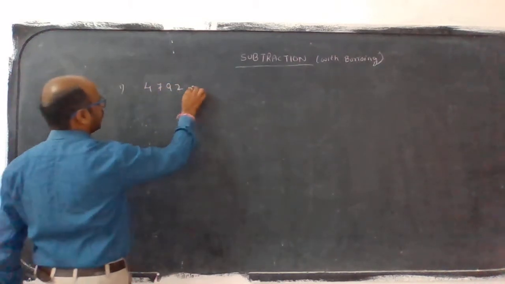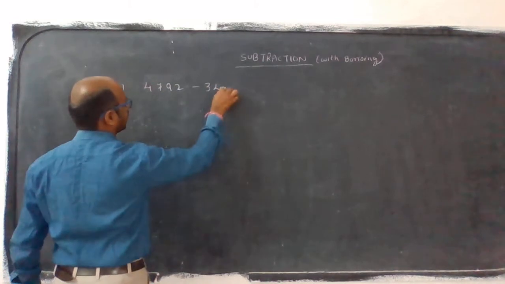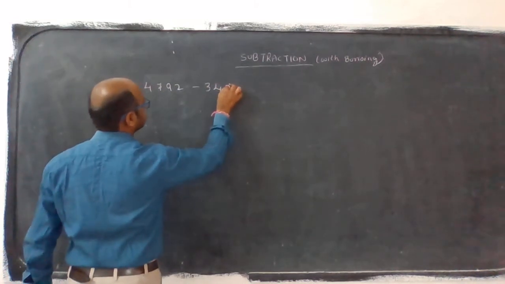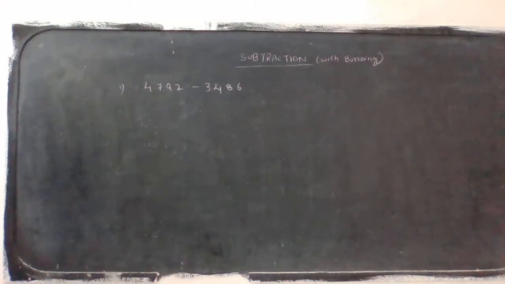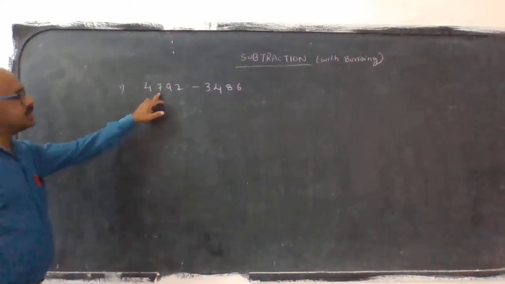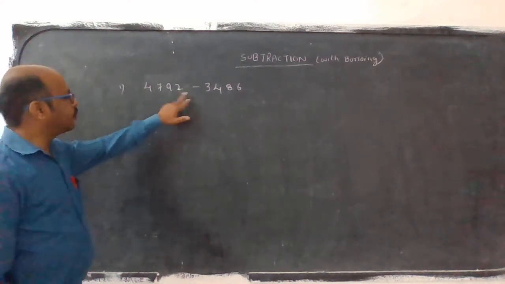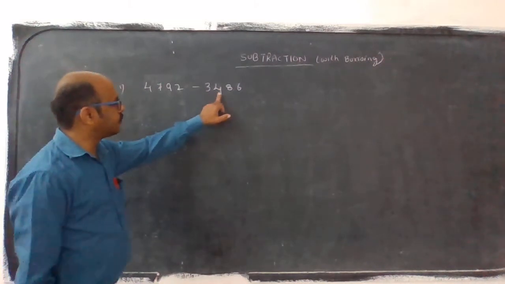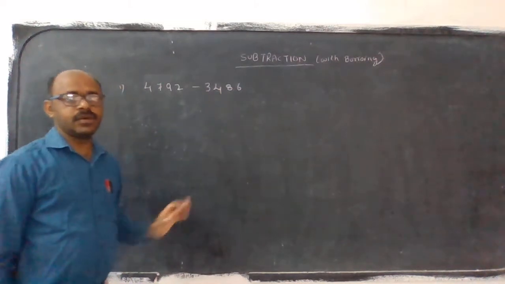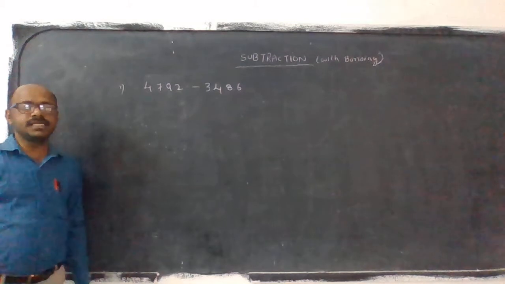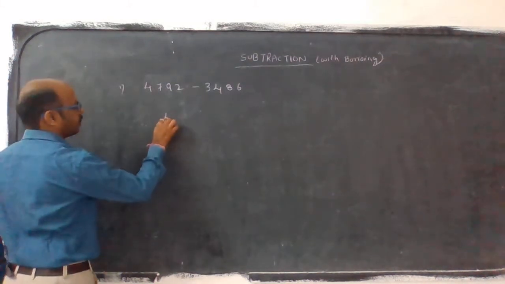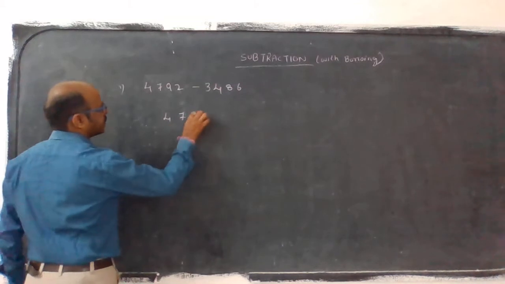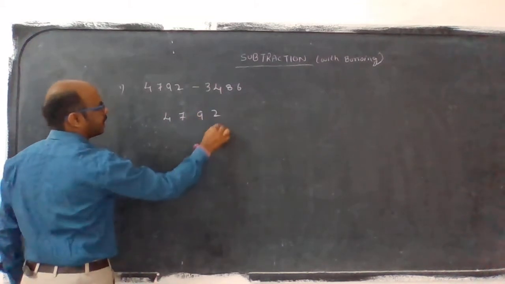4,792 minus 3,486. See, 4,792 minus 3,486. Okay, he gave 4-digit numbers. Now we are discussing 4-digit numbers. I will explain how to do the subtraction. Write it here according to the place values.